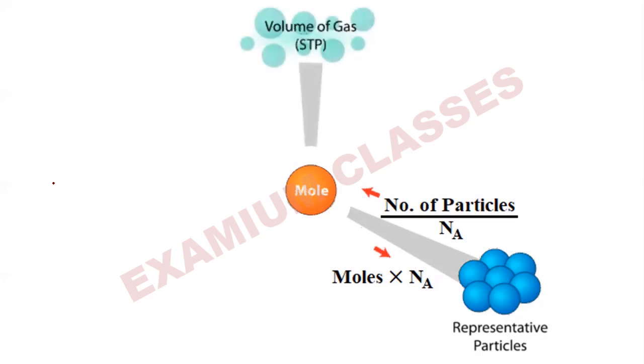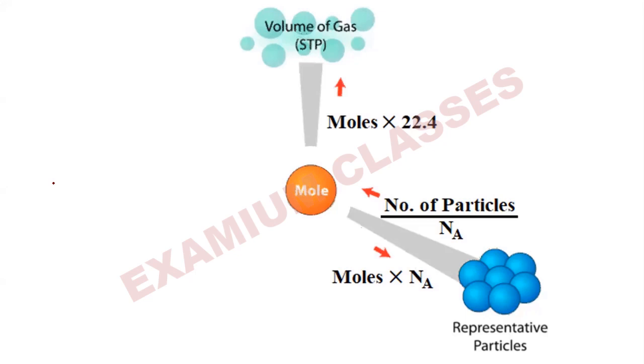If you want to convert mole into volume of a gas, specifically at STP, standard temperature and pressure, which is 0 degrees Celsius and 1 atmospheric pressure, only applicable for gases, then you will multiply moles by 22.4, because 1 mole is equal to 22.4 liters at STP of any gas, irrespective of gas.